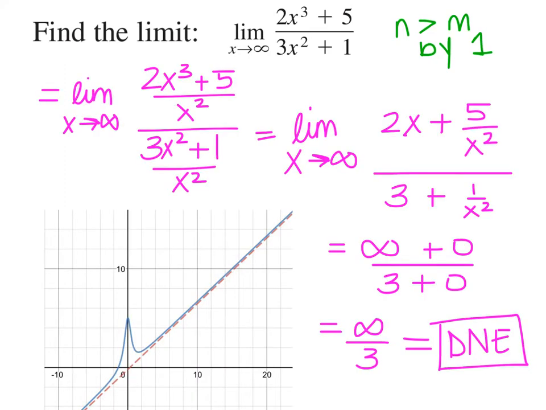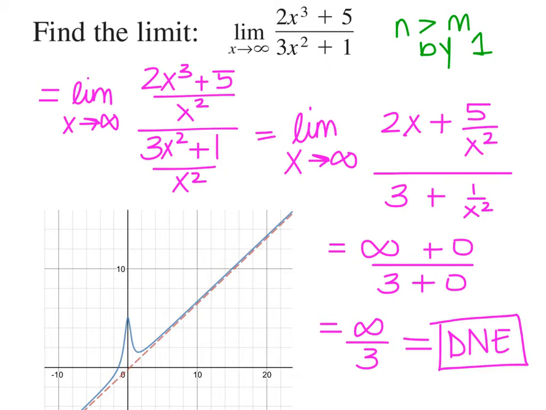And what I end up with here is the limit as x approaches infinity of 2/x plus 5/x² over... So the thing about 2x is that's a positive line, and that is going to approach infinity as x approaches infinity. So I'm going to get infinity plus 0 in my numerator, and in the denominator I have 3 plus 1/x², and that's going to become 3 plus 0 as x approaches infinity.